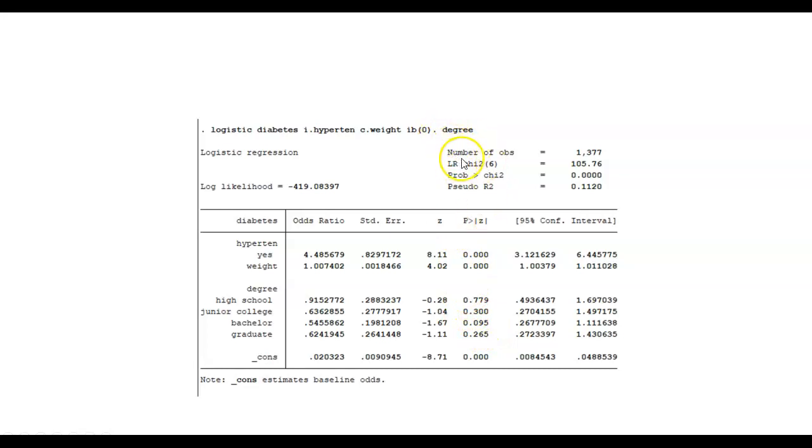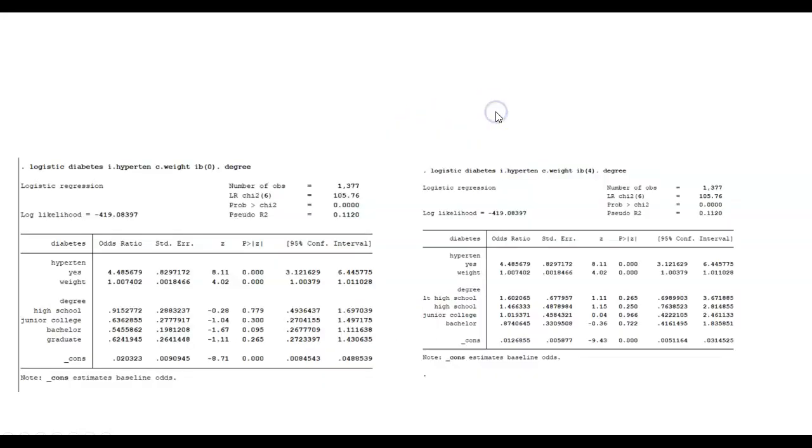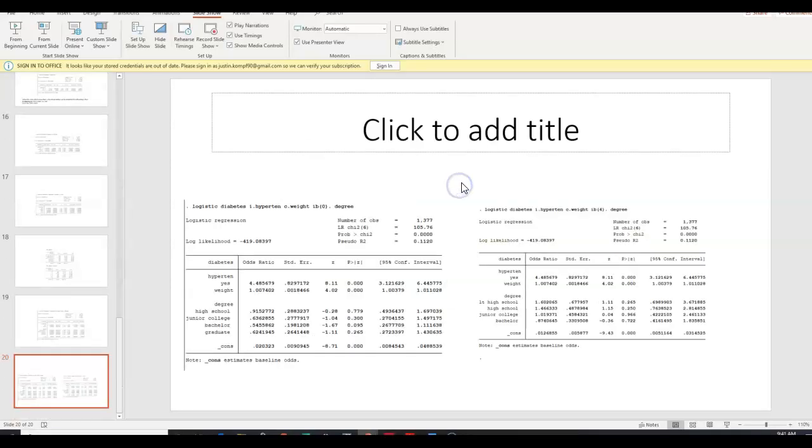But I just wanted to show you the way to change a reference category. So if I did this, maybe I want to make a graduate degree my reference category. All I did was go from 0 to 4. And again, nothing's really significant, but we still have weight and hypertension being significant. All right, so that is the end of logistic regression.